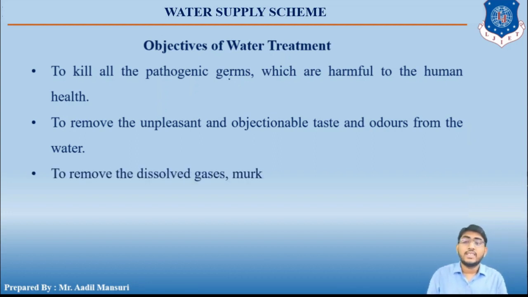Next is to remove the dissolved gases, murkiness and color of the water. We know that sometimes these sources are connected illegally by the industries, and as a result, sometimes these industries dump their industrial wastewater into these sources, imparting colors to the water. So we need to remove all these colors, murkiness and the dissolved gases.